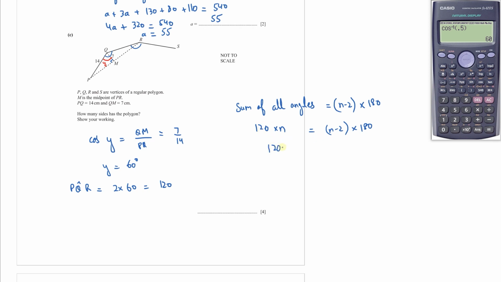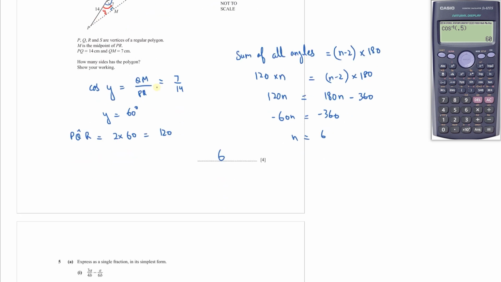So this will be 120n equals 180n minus 360. If I bring this here, this will become minus 60n equals minus 360. If I divide, the negative and negative signs cancel out, and I will get 6. So n equals 6. So this regular polygon has 6 sides.